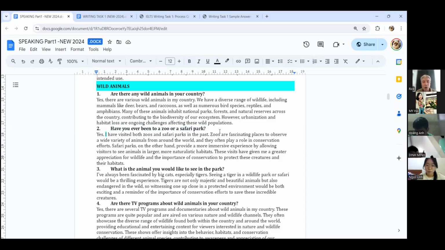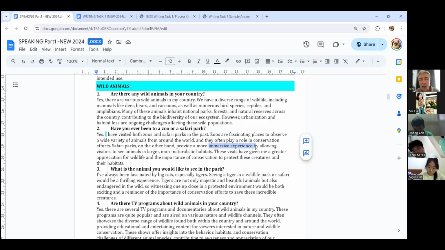These are the sorts of words you can use when you're answering a question like this. Zoos are fascinating places. Fascinating means really, really interesting. Very interesting. Fascinating. Trying to find some other words here that you will find useful. This phrase here, an immersive experience.